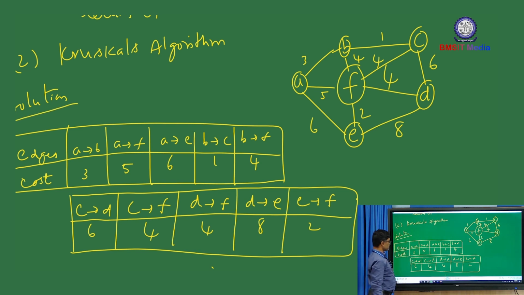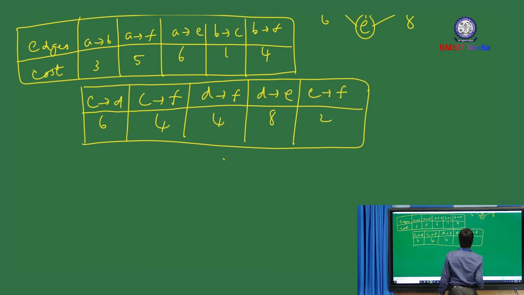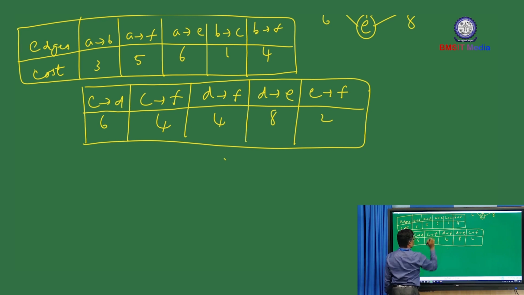Now the second step is very simple. We have to write it in ascending order. So the ascending order: first is B to C, which is 1. Next minimum element is E to F, which is 2. Next is 3.